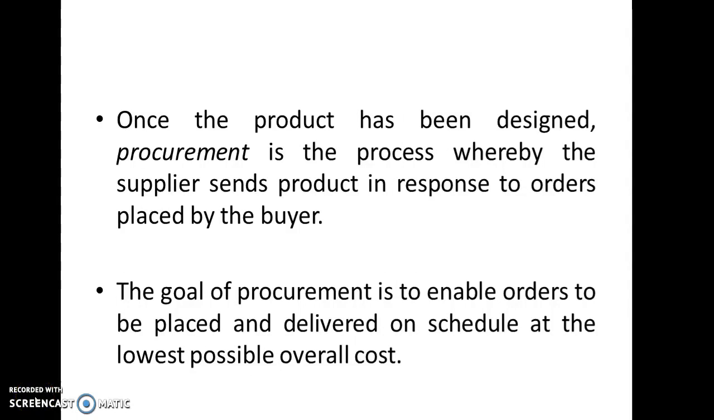The next step in the sourcing process is procurement. Procurement means purchase, actually getting the products from the supplier. Once the product has been designed by collaborating between the manufacturer and the suppliers, the next step is procurement. It is a process whereby the supplier sends the product in response to the orders placed by the manufacturer or buyer. The goal of procurement is to enable orders to be placed and delivered on schedule, that is in time, at the lowest possible overall cost. So in procurement, we have to keep track of the quality of the products received and also the delivery time, that is how much time is taken to deliver the products, and of course the cost.